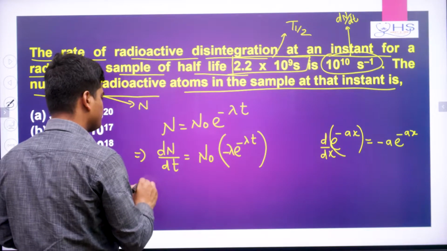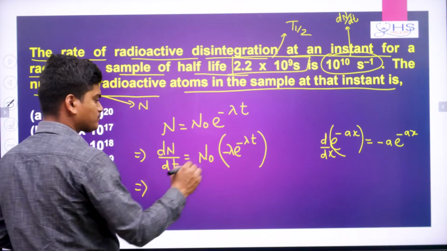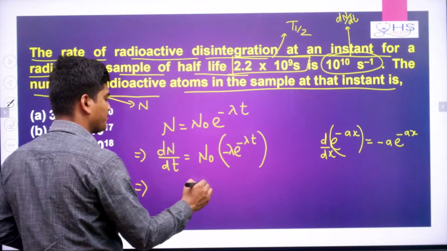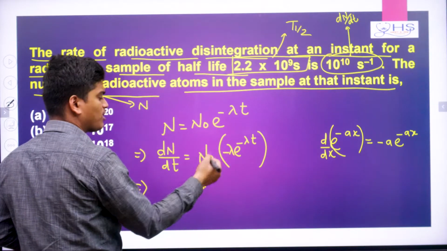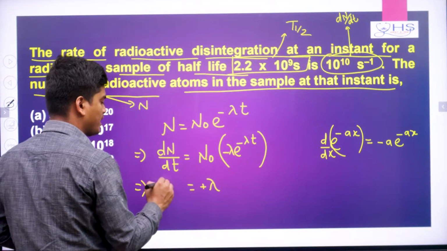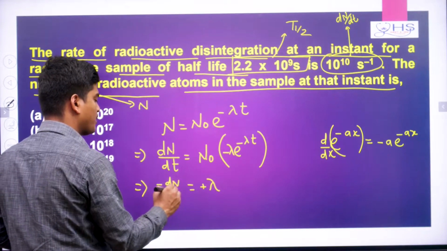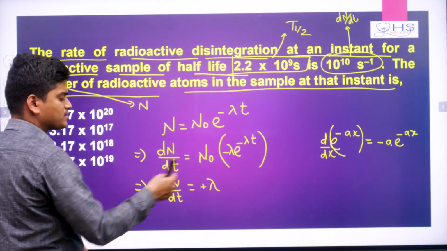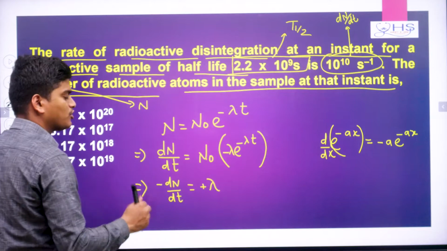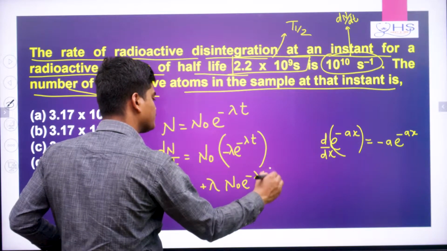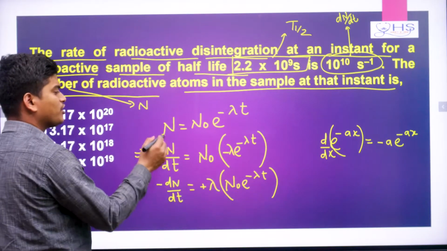Now listen here. I can take this minus on this side also. So let me write here: one minus multiplied on both sides, so this becomes plus lambda, and the minus becomes minus dN by dt. So this will become minus, this will become plus, that is becoming N naught e to the power minus lambda t. Now this quantity is nothing but again N.